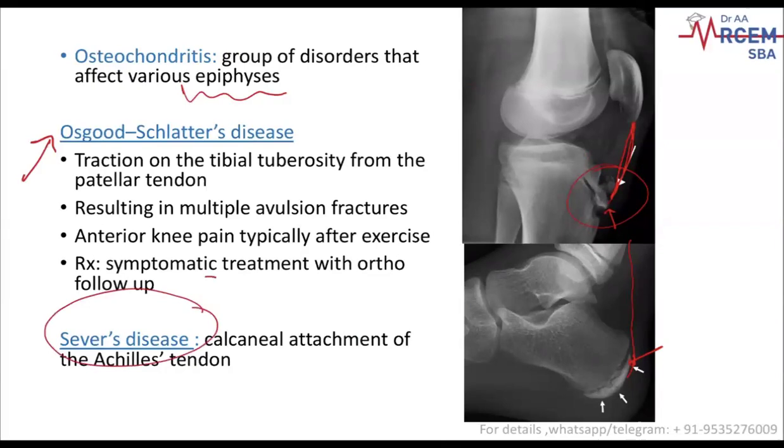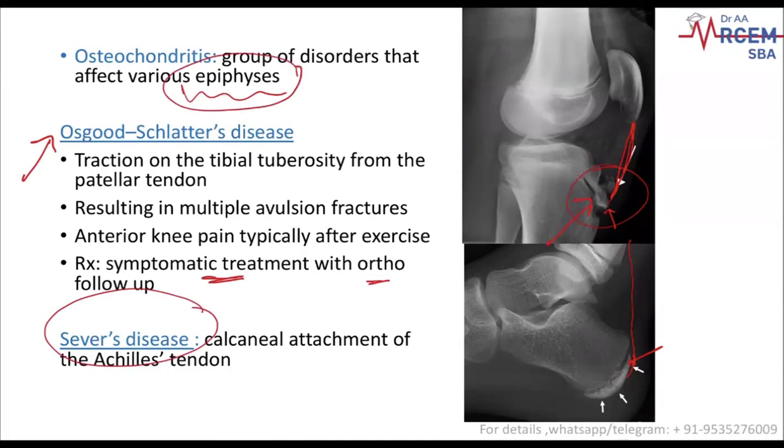What we do is symptomatic treatment, and ask them to follow up with orthopedics. Nothing much is done in the emergency department. It is exclusively seen in the pediatric age group where it is still getting ossified. These are the ossifying centers. Ossifying centers get affected. These ossifying centers are nothing but the epiphysis getting affected.